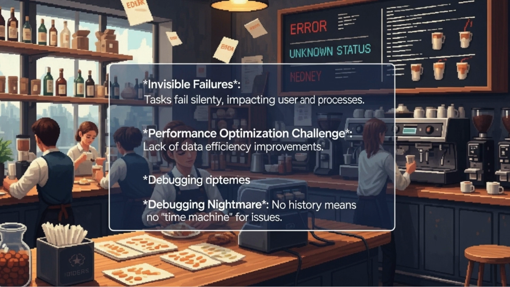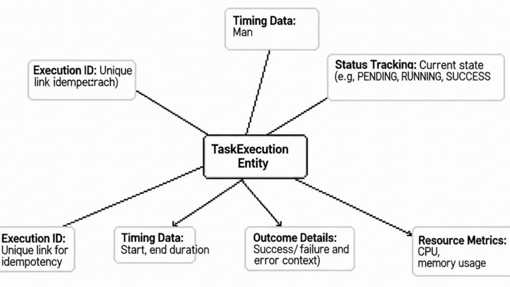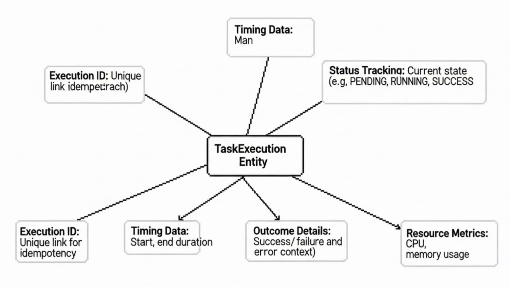Second, the performance optimization challenge. How can you fine-tune your task scheduling or resource allocation if you don't know which tasks consistently take longer than expected? Execution tracking provides the vital data for intelligent decision-making. And third, the debugging nightmare. When something inevitably goes wrong in production at 2 a.m., execution history acts as your time machine, allowing you to understand exactly what happened, when, and why. This isn't just about convenience, it's about system stability and business continuity.